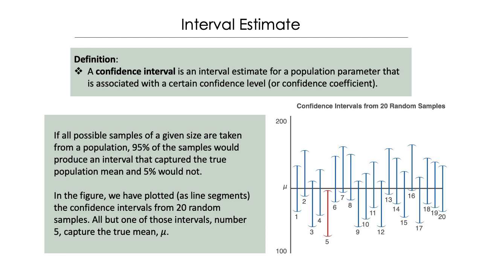In the figure, we have plotted as line segments the confidence intervals from 20 random samples. All but one of those intervals, which would be the interval given by sample number 5, captures the true mean mu. So out of the 20 intervals, 19 captured mu, and 1 missed. And if you were to construct 100 intervals, we would expect about 95 of them to catch mu and about 5 of them to miss. So the success rate of building the intervals is the 95%.